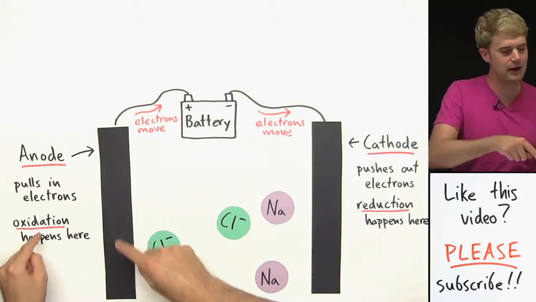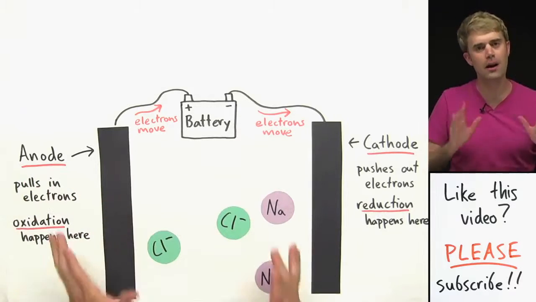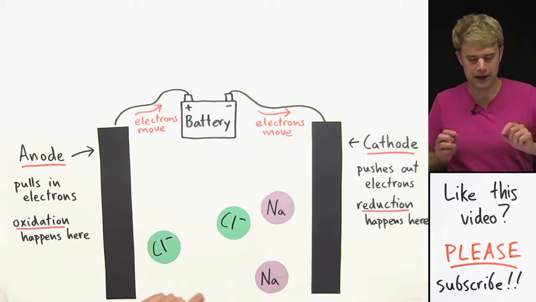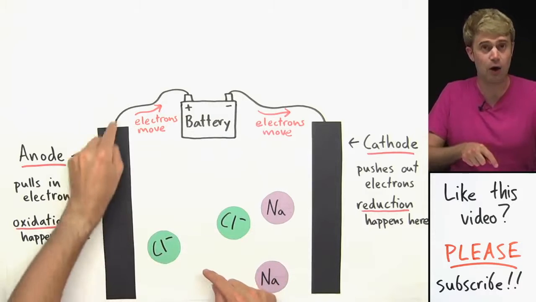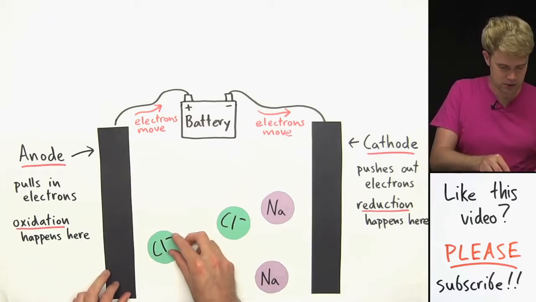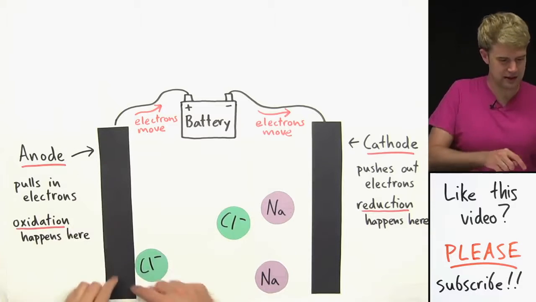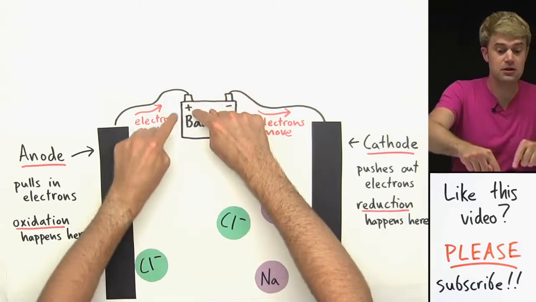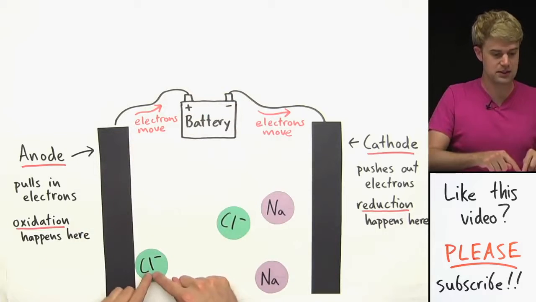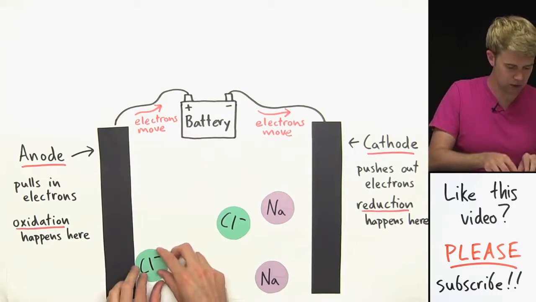Now over here at the anode, the opposite thing is going to happen. Electrons are going to be pulled out of these ions. So we got this chloride over here. It's attracted to the anode because the anode is hooked up to the positive side of the battery, and this is negatively charged, so it's going to be pulled over here.